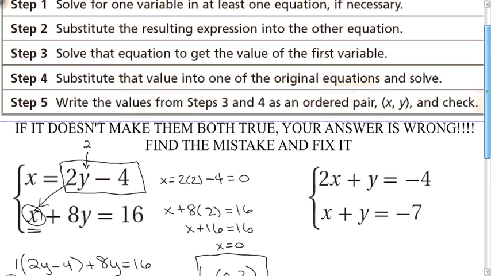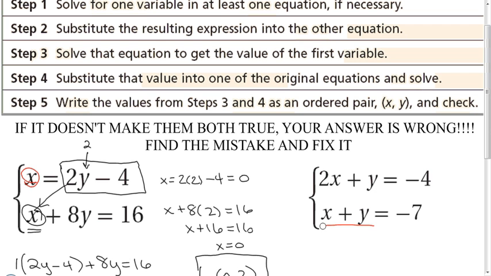Notice when I come to my second problem here, I'm going to go through that same process, but the first step hasn't been done for me yet. In this equation, it said x equals. I don't have an x equals or a y equals here. Both x and y are on the same side of this equation in both of these equations. So either one of these I'm going to have to solve for either x or y.